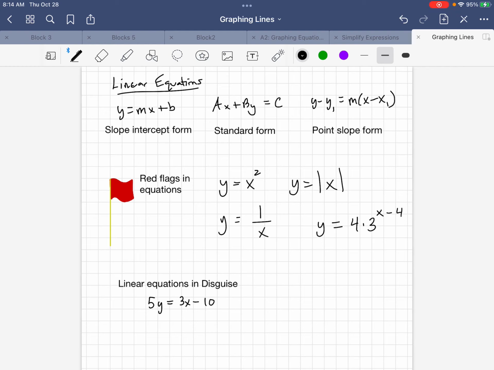Here's another video on determining whether or not an equation is linear or not. So first of all, recognizing the three most popular forms of linear equations is kind of essential. If you see an equation in this form, what you would see in a specific case would be something like this.